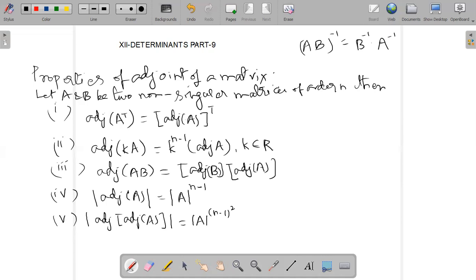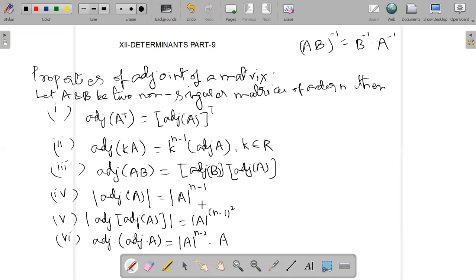And the last property is adjoint of a adjoint of the matrix. Adjoint of a adjoint of the matrix will be equal to determinant of a matrix raised to power n minus 2 into matrix. The answer will be matrix.